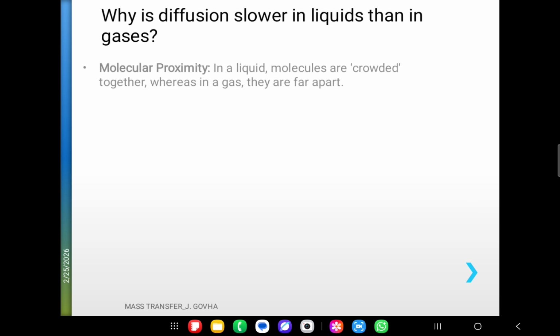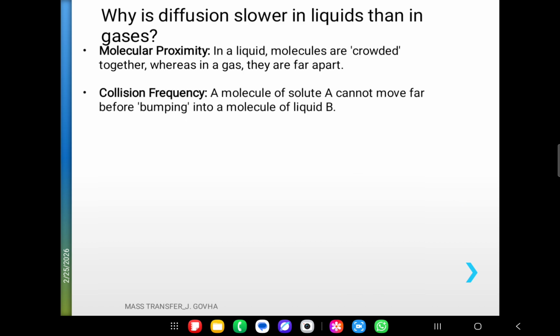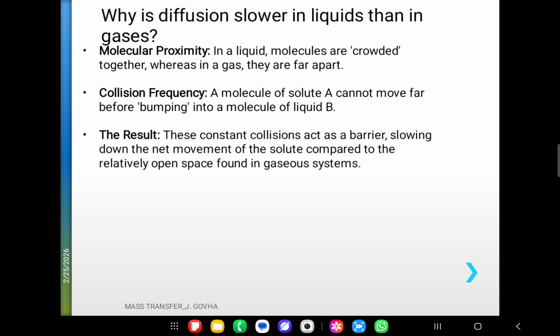So as already explained, diffusion in liquids is much slower than in gases due to, number one, molecular proximity. There is crowdedness. That crowdedness results in frequent collisions, and hence that affects the movement. So as a result, these constant collisions act as a barrier, slowing down movement. So the net movement in a particular direction is resultantly slower.